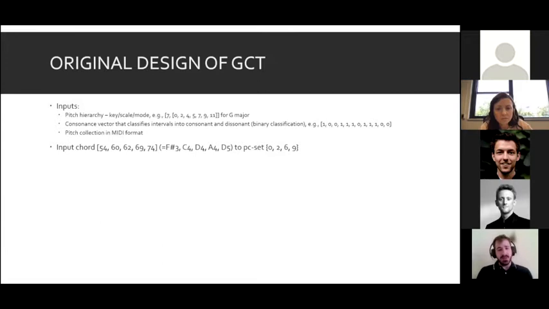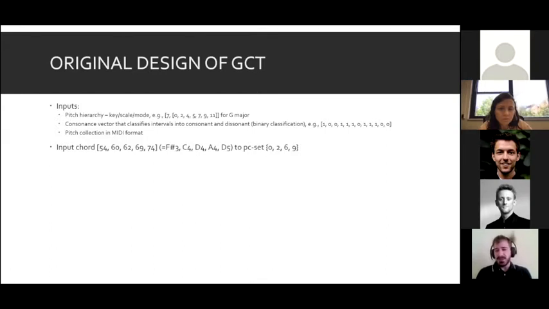To illustrate better how this operates, let us see the following example. In the key of G major, denoted by this integer list, and a consonance vector shown here, the thirds, the sixth, the perfect fourths and fifths are considered consonant. Let us consider the pitches 54, 60, 62, 69, and 74, which are F sharp, C, D, A, and D. These MIDI pitches are translated into the pitch classes 0 to 6 9.